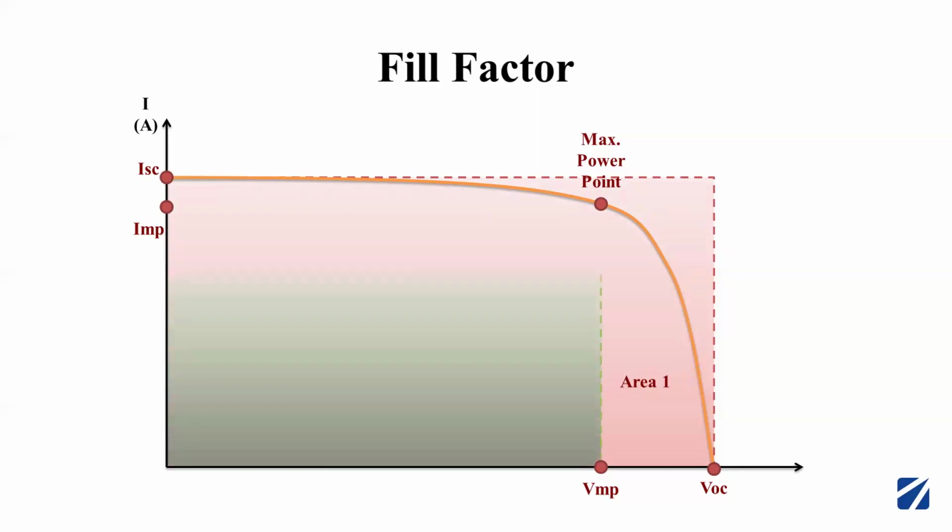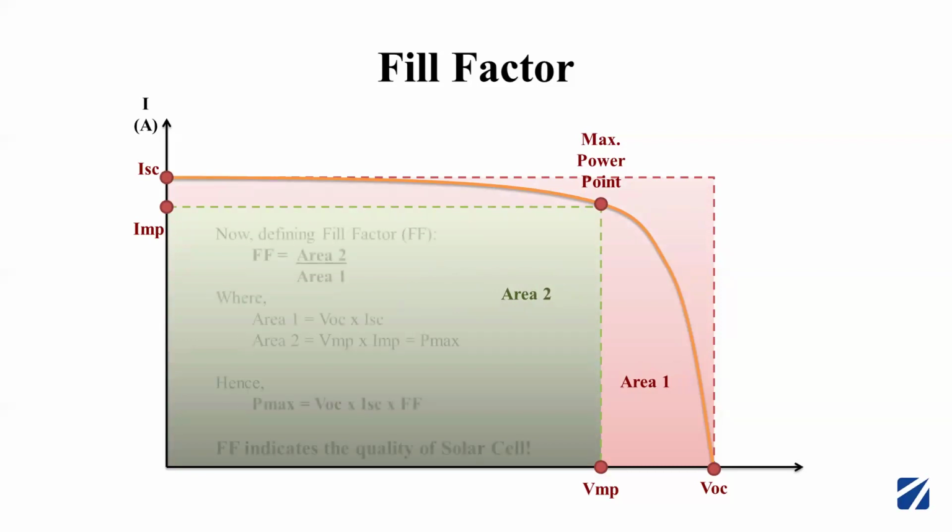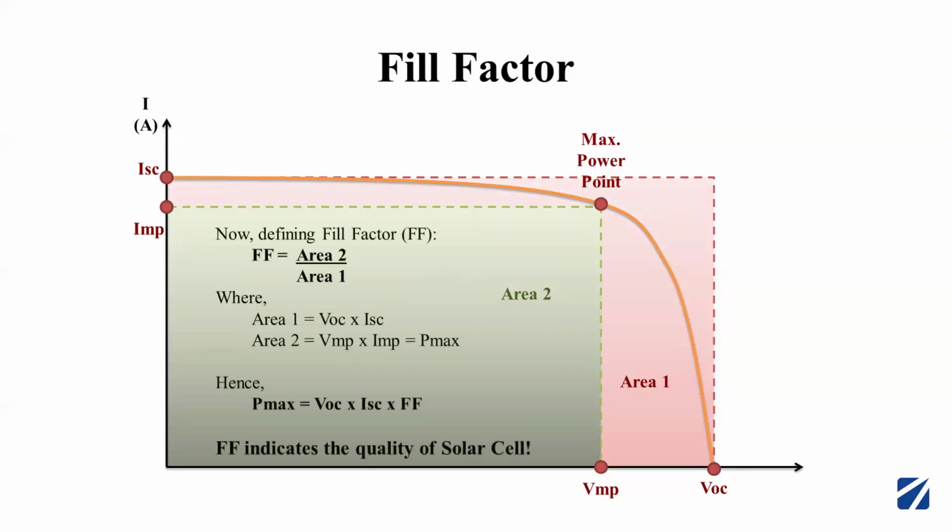And area 2 is VMP into IMP, that is nothing but the maximum power point, P max. So fill factor is area 2 upon area 1. P max can be given as VOC into ISC into fill factor. This fill factor indicates the quality of the solar cell. Usually a fill factor of 75% is maintained, and we can say it is a good solar cell or module.